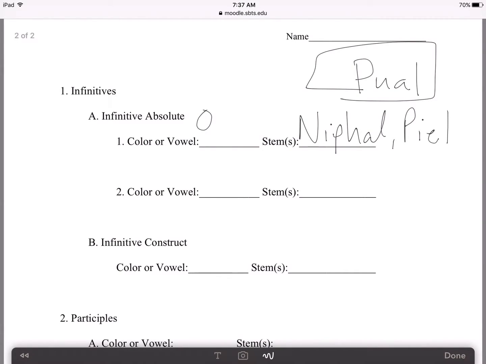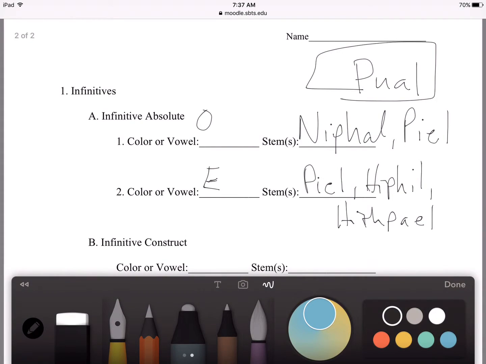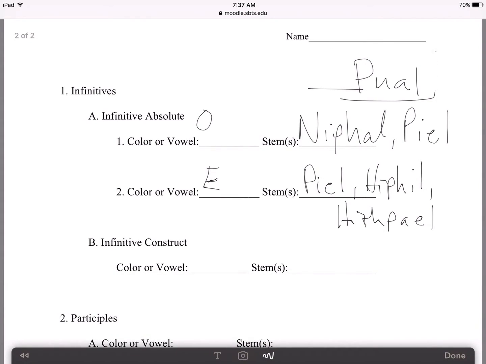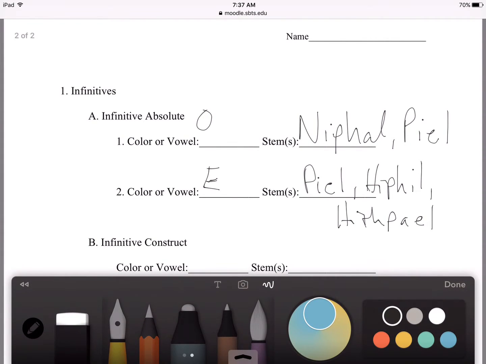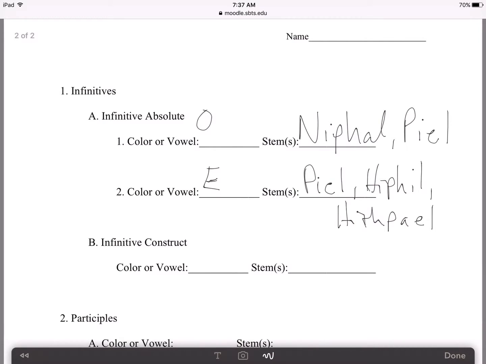We also get infinitive absolutes that have an E thematic vowel, and this is going to be the rest of them. Piel can go both ways, okay? And then we have the Hifil, and we have the Hithpael. Okay, we've left the Hofal and the Pual off of this one. Let me erase Pual up here just so you don't get confused, okay? Just know that the two passive stems are out on this one. Piel can go both ways, and the context will help you with that. That won't throw you off. And so there we go, infinitive absolute.